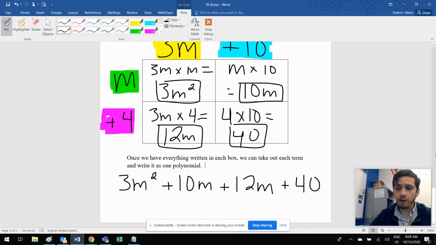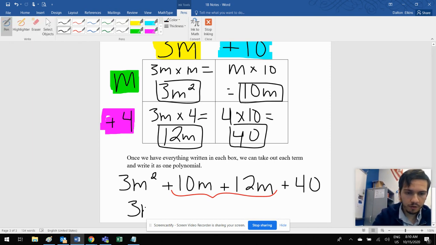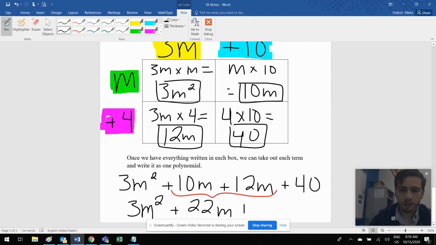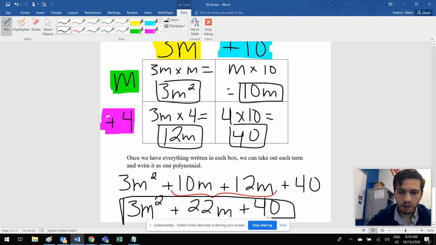So we could rewrite it as a polynomial here, but there's actually one other step that we could do. I can add these two pieces together. Normally your diagonal pieces you can add together. This is just a typicality that you can pick up if you're a pattern person. So this is 3m squared. And then I have 10m plus 12m, so 10 plus 12, which is 22m, and then plus 40.